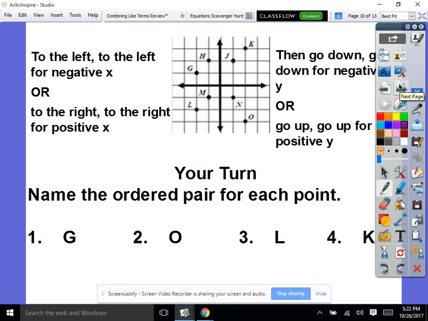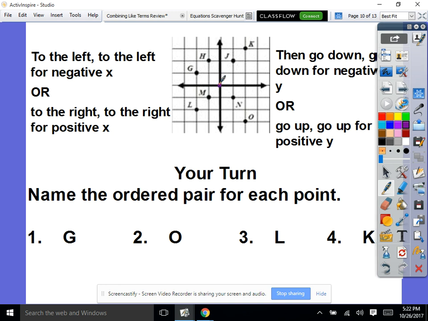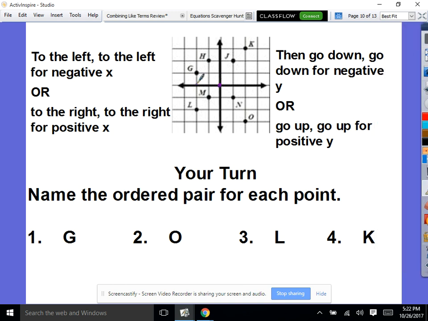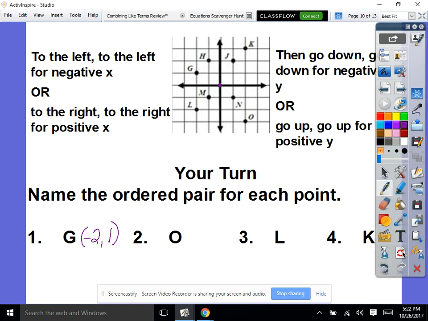All right, so these are some of your turns, and I'll do one of them, but then I want you all to try the rest, and we'll go over them in class. We start with G, so if we start at the origin, we have to go left 1, 2. So that would be negative 2. And then we go up 1, so that would be positive 1. And you can go ahead and do numbers 2, 3, and 4, and we will go over them in class tomorrow.